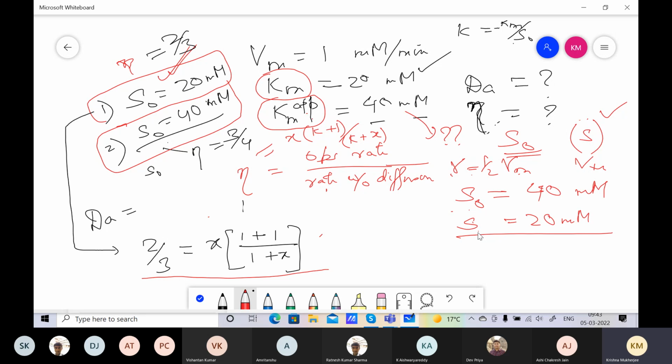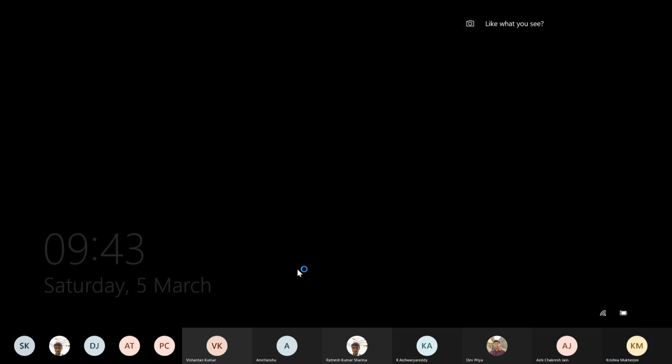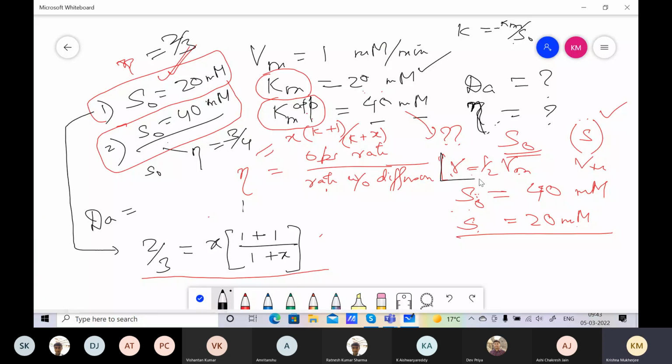Are you getting this point? So when S naught is 40, I have V equal to V max, but actually the cell sees 20 millimolar and its Km is 20 millimolar, so V is equal to half of V max. At V equal to half V max, the experimental condition S naught is 40 millimolar and the substrate concentration of the cell is 20 millimolar. Therefore, the Km true is actually 20 millimolar and the Km apparent is 40 millimolar.